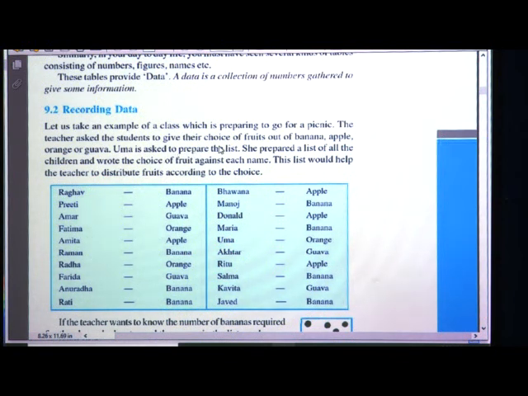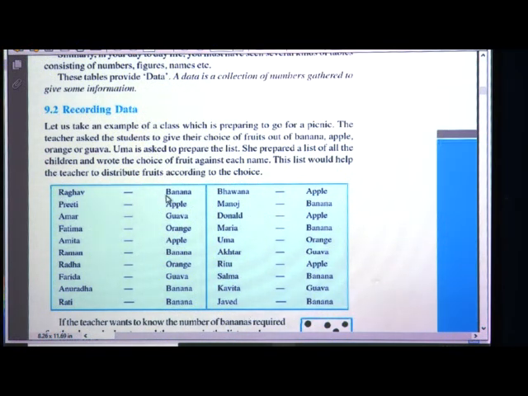Uma is asked to prepare the list. So she is preparing the list here, Uma. She prepared a list of all the children and wrote the choice of fruits against each name. So she has prepared the list of choices of fruits against each name. This list would help the teacher to distribute fruits according to the choice. So let us see how this list will help the teacher to find out the fruits accordingly. Okay, so let us see here.